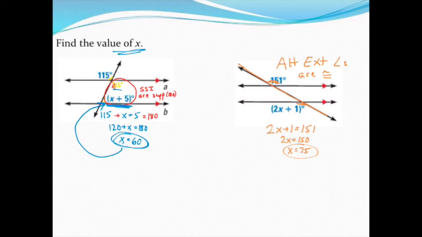But now's a great opportunity to check, especially if you have some extra time on a quiz or test. So go back and plug in x as 75 and work that out, and you'll see that it does indeed work out to 151 degrees, meaning we were right, our angles are now congruent to each other.